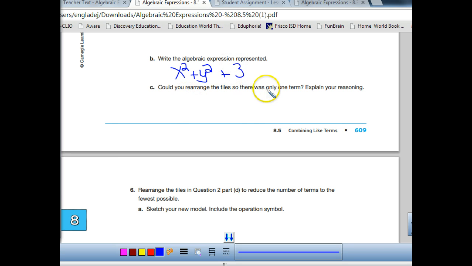Could you arrange the tiles so that there was only one term? Explain your reasoning. So kind of like the same reasoning that I had from before, right? I can't combine those together because the terms are not alike.